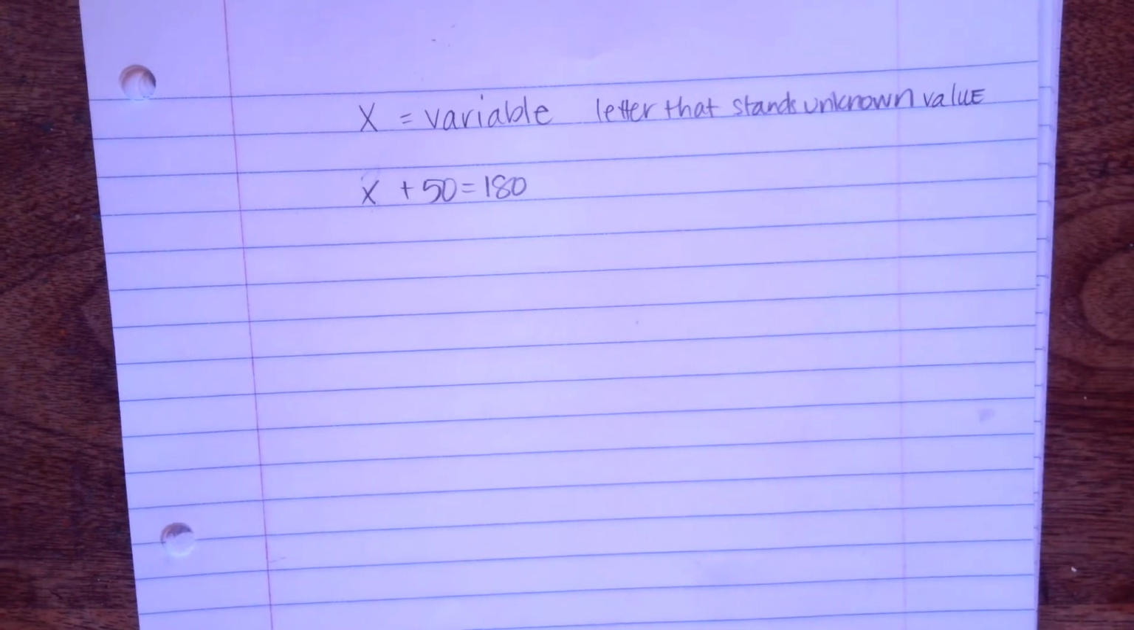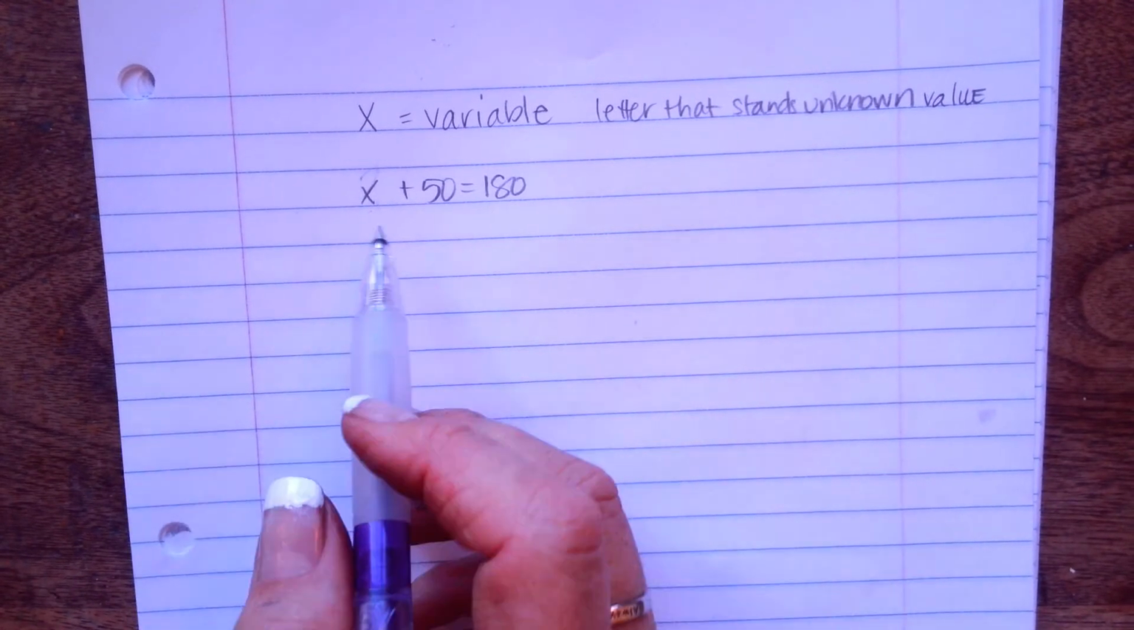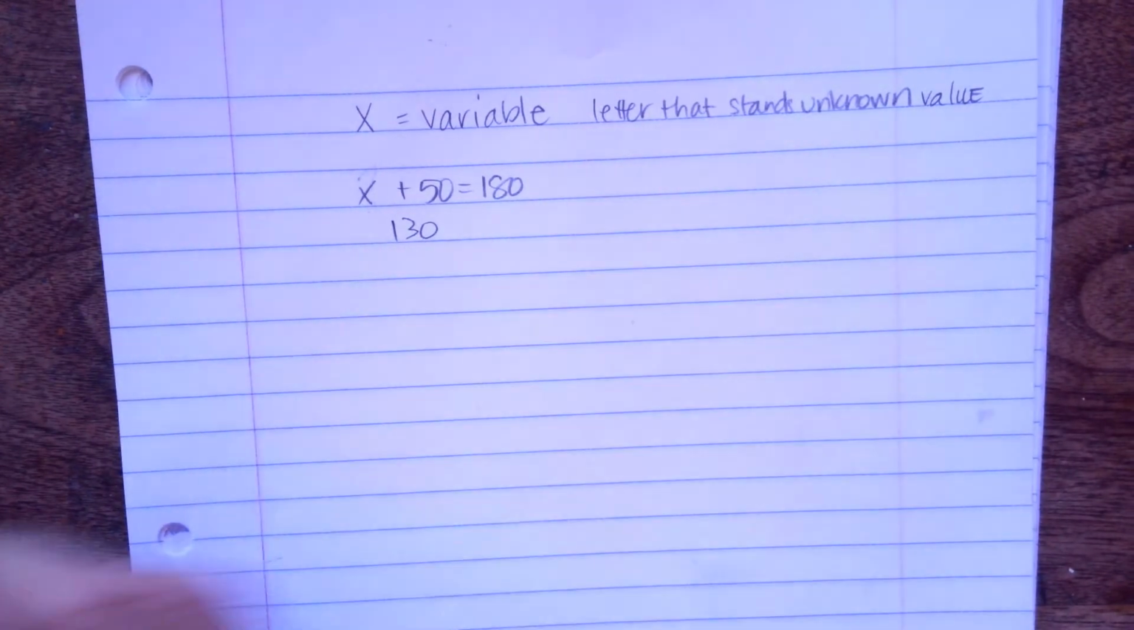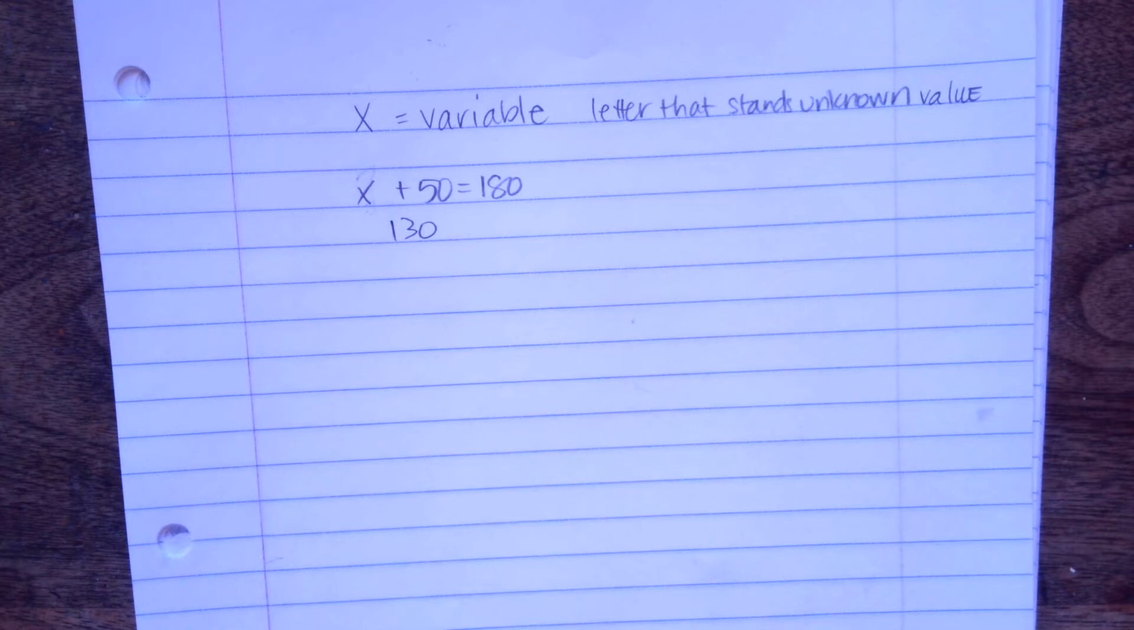And you might be able to see the answer is 130 here, and it doesn't matter if you can't. We actually have to show our teacher how we found the answer. We can't just write 130 because we know 130 plus 50 equals 180.